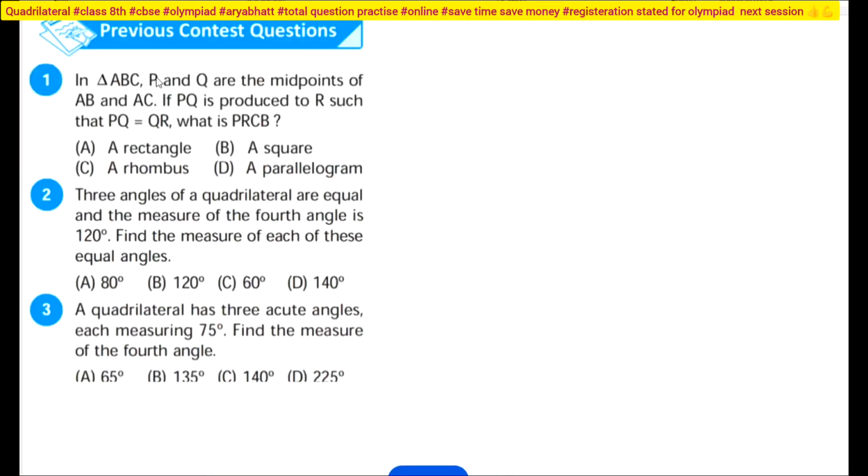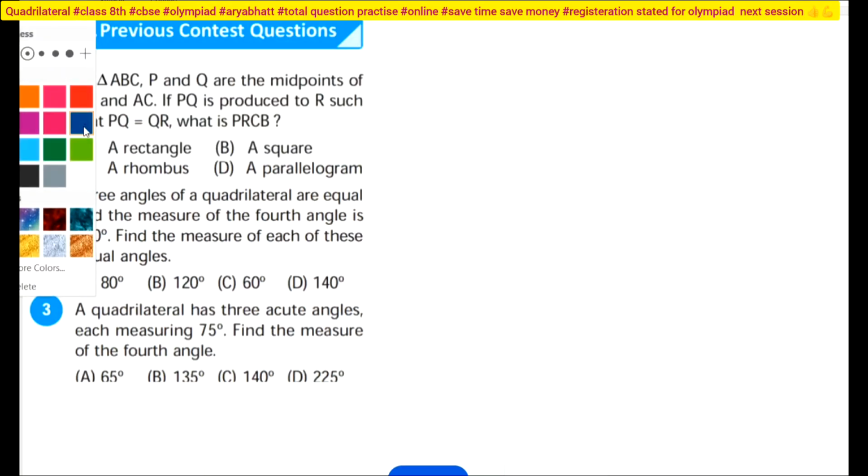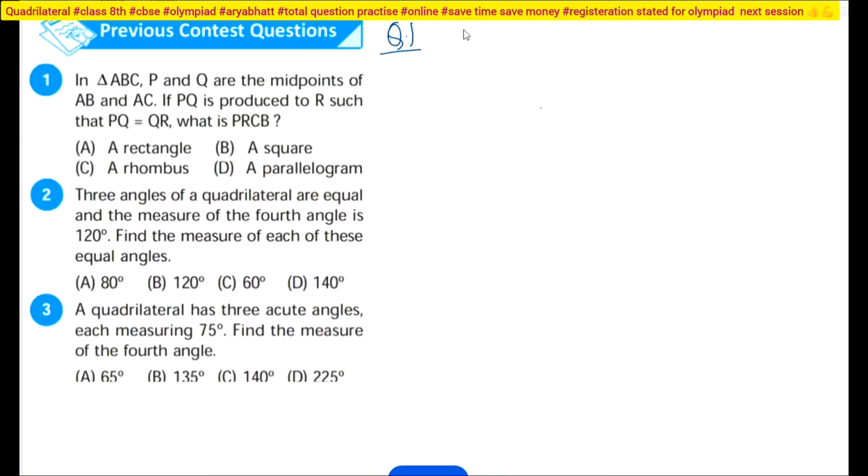In the first question, they are saying that there is a triangle ABC. Okay, so do the first question then. Question number first. These are previous year questions of your Olympiad exam. Suppose it is triangle ABC. Now they are saying P and Q are the midpoints of AB and AC. P is the midpoint of AB and Q is the midpoint of AC. PQ is produced to R, such that PQ is equal to QR. So this one and this one are equal.